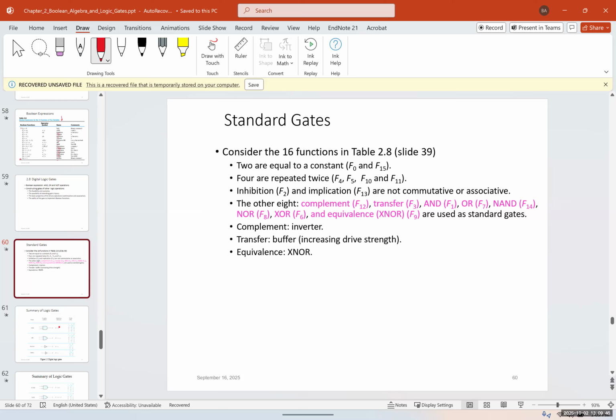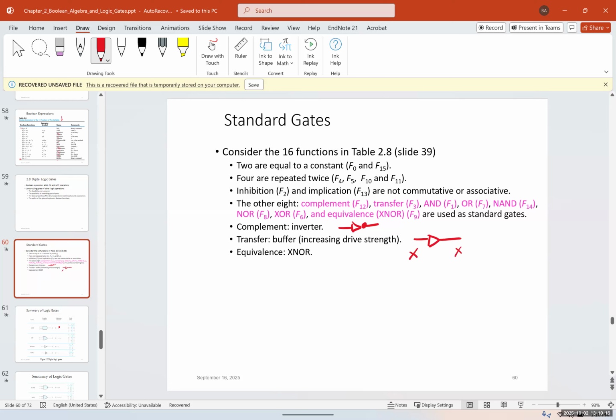The other 8, which are F12, which is the complement, F3 is a transfer, F1 is an AND, F7 is an OR, F14 is a NAND gate, F8 is a NOR, F6 is an XOR, and XNOR for F9, which is an equivalence, are used as standard gates. The complement is also the inverter gate or the NOT gate. And the transfer is a buffer, as I mentioned before.